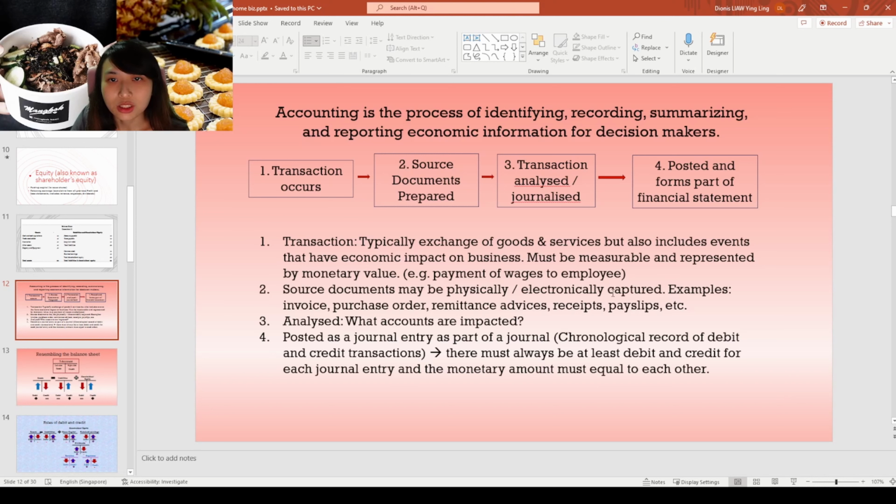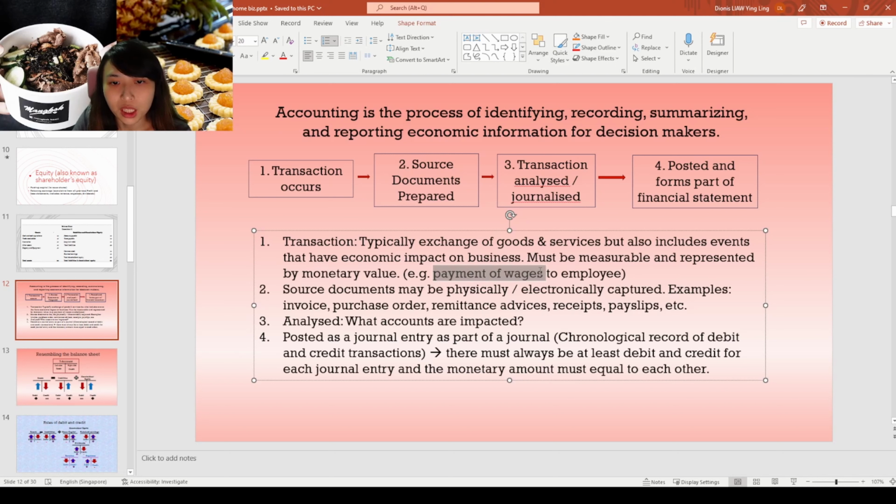Okay, so accounting is actually a process of identifying, recording, summarizing, and reporting this economic information for decision makers. In your case, the decision maker is yourself, and also the tax authorities who need to know what you are reporting. A monetary transaction must occur, and then source documents are prepared. A source transaction is typically an exchange of goods and services, but also includes events that can have economic impact on the business. It must be measurable and represented by monetary value, then you can input it into accounting.